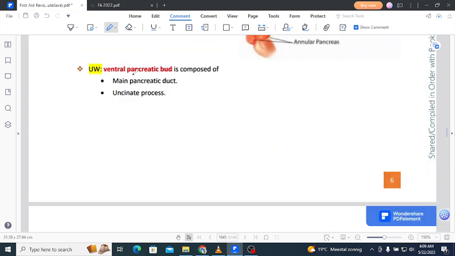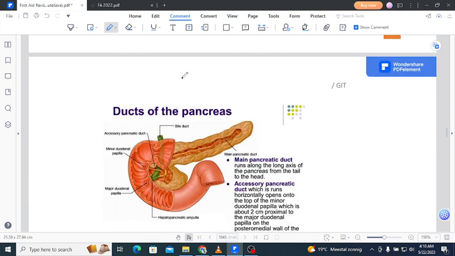There is also a UWorld point: the ventral pancreatic bud is composed of the main pancreatic duct and the uncinate process. So these two things arise from the ventral pancreatic bud, the main pancreatic duct and the uncinate process.